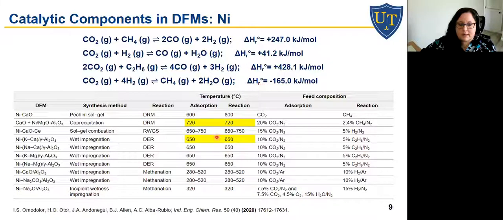And as you can see here, one of the advantages is that both the absorption and the reaction can take place at the same temperature. First the diluted CO2 is absorbed on the material and saturated. And then there is the reaction by flowing hydrogen or another compound that is going to react with the CO2. So both the absorption and the reaction can occur at the same temperature. However, these temperatures are kind of high, and this is due to the fact that nickel needs high temperatures to be reduced.